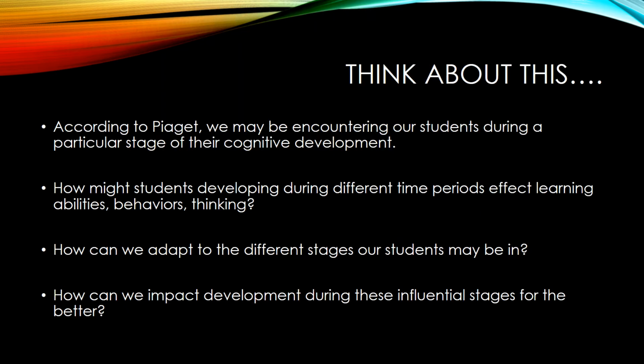I hope we can see how our students' cognitive abilities are not really under their control. It is important to see how influential educators are to our growing youth, especially in the primary and early secondary years. As I end this lesson, I'd like to leave you a few things to think about. According to Piaget, we may be encountering our students during a particular stage of their cognitive development. How might students developing during different time periods affect learning abilities, behaviors, and thinking? How can we adapt to the different stages our students may be in? How can we impact development during these influential stages for the better?